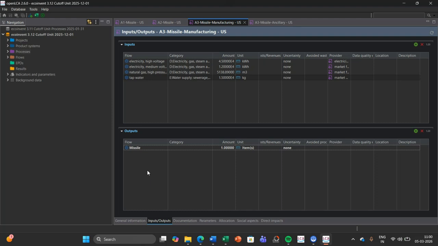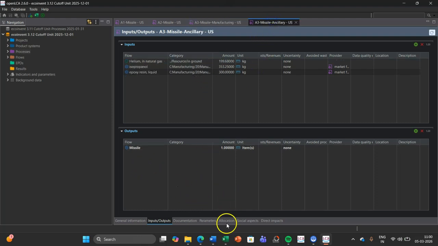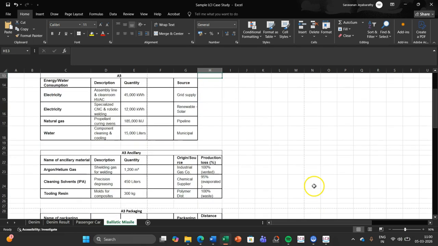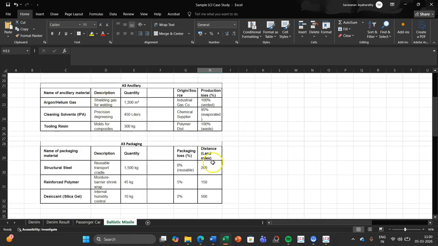Okay. So in this case we are not going to do that due to time constraint. But that's the point you should always remember while modeling the manufacturing: the production loss of the raw material should be added as a waste in the manufacturing. Okay, so ancillary is done.